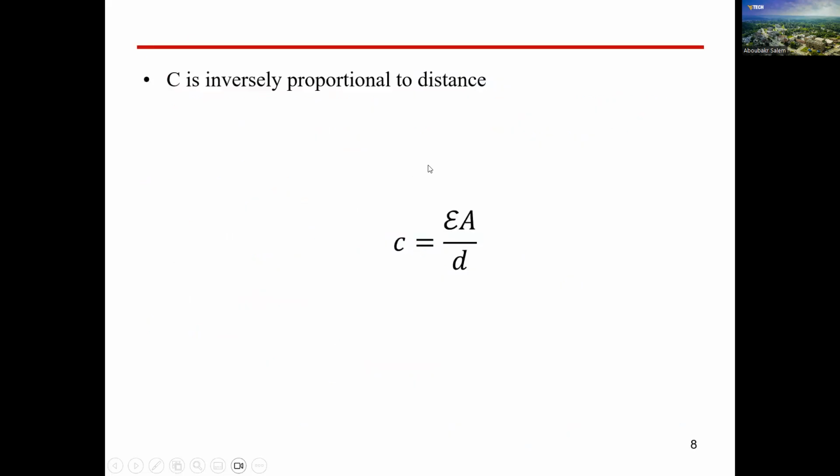We discussed it according to the relation of the capacitor. So if the distance increases, the capacitance will decrease. The relation between C and D is an inverse relation. Increasing distance, capacitance decreases, or decreasing distance, capacitance increases. So in the depletion region in the forward bias, let me write this down here.